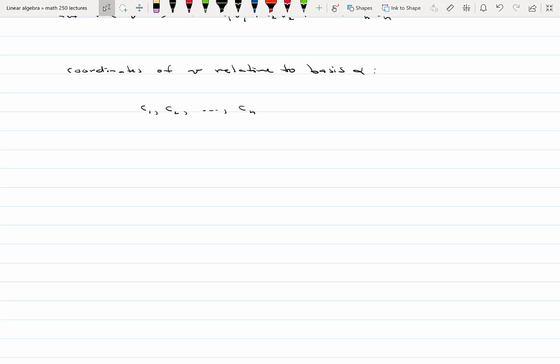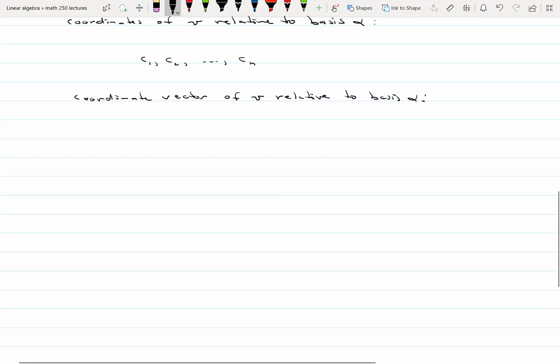We also have the coordinate vector of v relative to the basis alpha. That is designated by the brackets with subscript alpha, and it's a column vector that contains as its entries the coordinates of v.